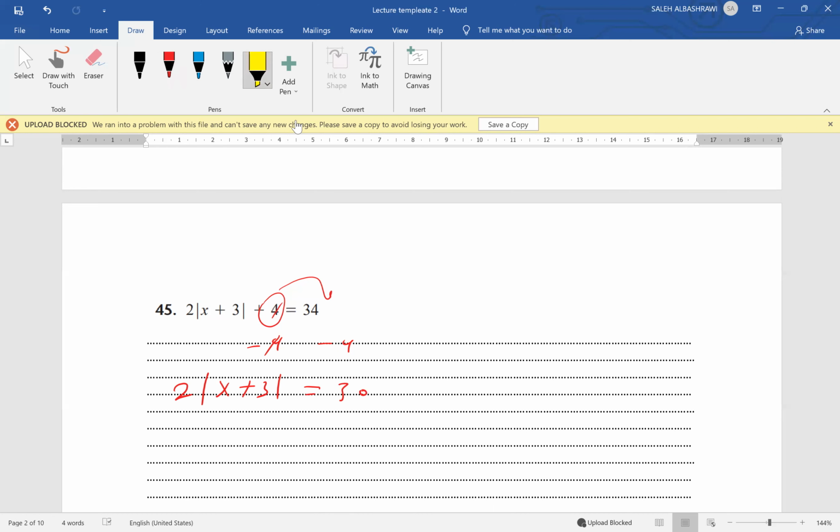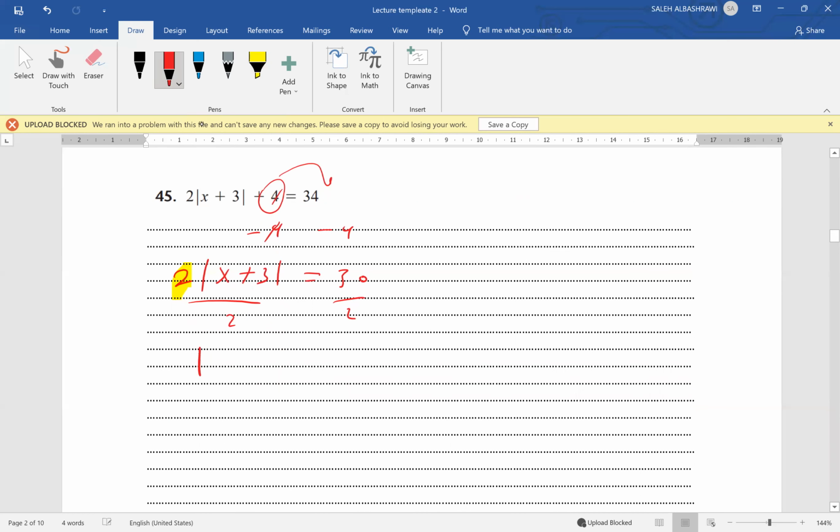Now I have to divide by the coefficient of the absolute value, which is 2. If we divide by 2, we will have the absolute value of x plus 3 equal to 15. Now what we have is only the absolute value on the left-hand side and a positive number on the right-hand side. Now we can use the property of the absolute value. That will be x plus 3 equal to 15, or x plus 3 equal to minus 15. One time we take the positive, the other time we take the negative.